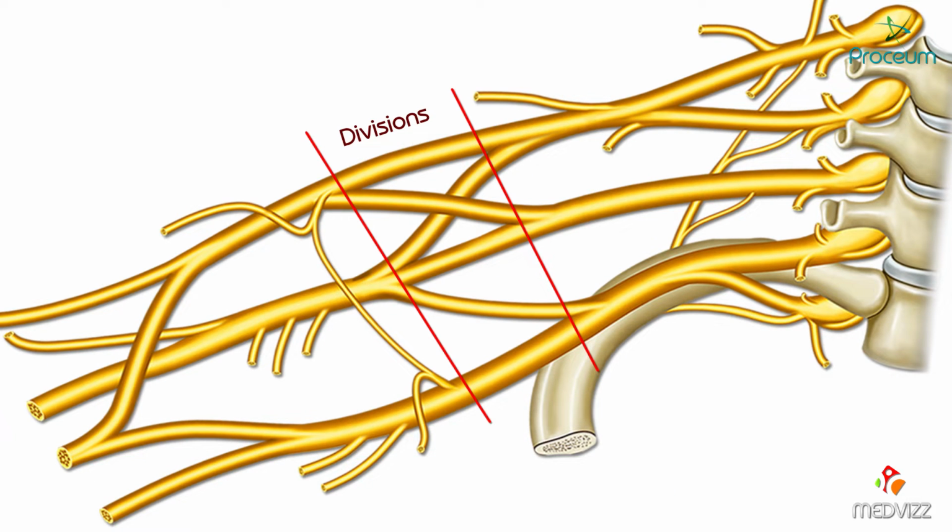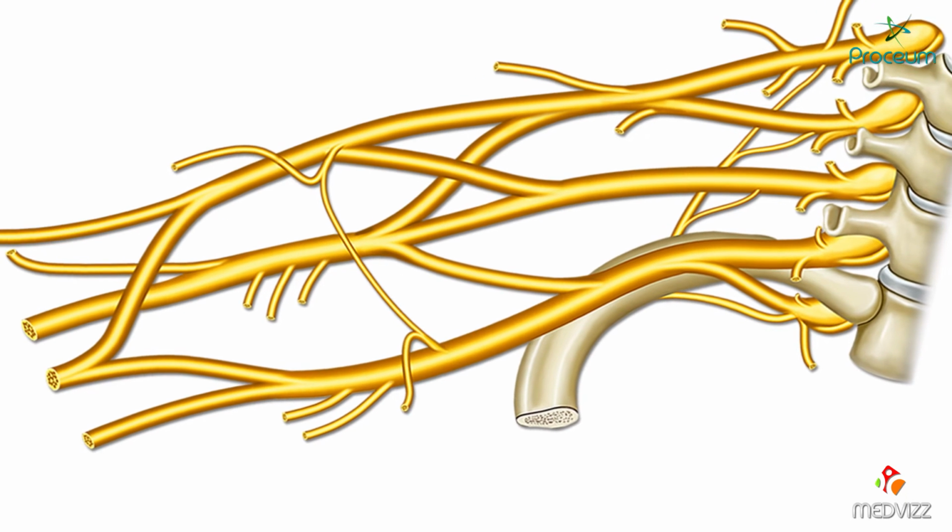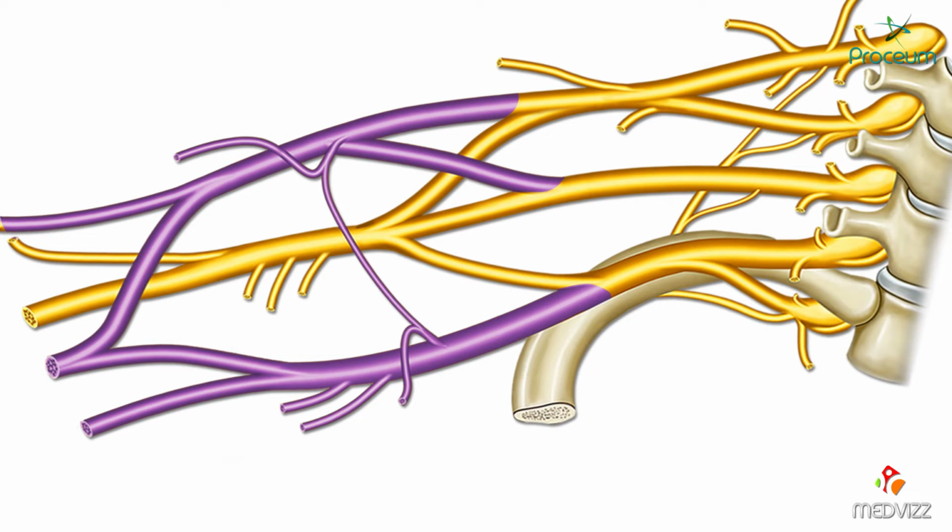Now, after the trunks, let us talk about the divisions of the brachial plexus. The three trunks of the brachial plexus give off anterior as well as posterior divisions. Each of these divisions joins to form cords. So let us talk about the anterior division.